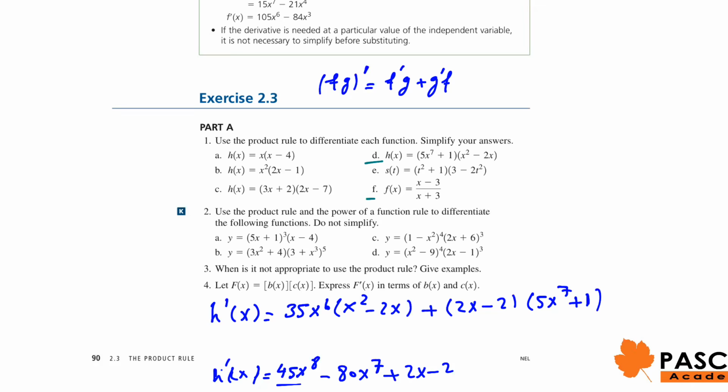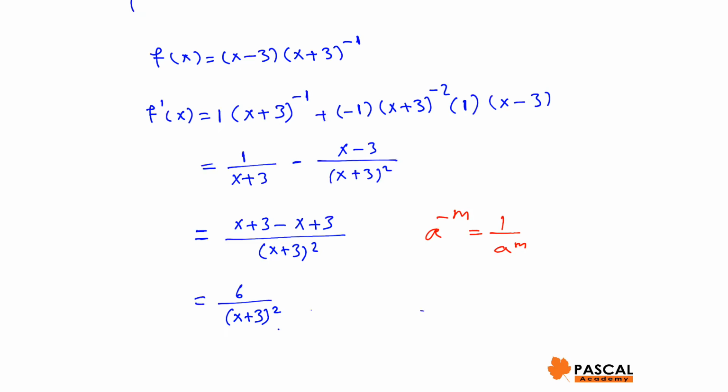Part f, x minus 3 over x plus 3, which can be written as x minus 3 times x plus 3 to the power of negative 1. Derivative of x minus 3 is 1. Derivative of x plus 3 to the power of negative 1 is negative 1 times x plus 3 to the power of negative 2 times the derivative of the inside bracket, which is 1. Therefore, the derivative of the given function would be 1 times x plus 3 to the power of negative 1 plus negative 1 times x plus 3 to the power of negative 2 times x minus 3.